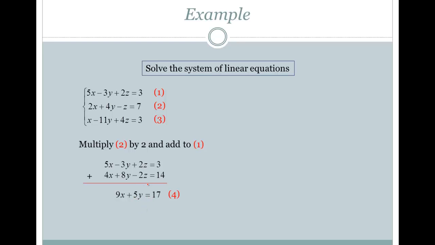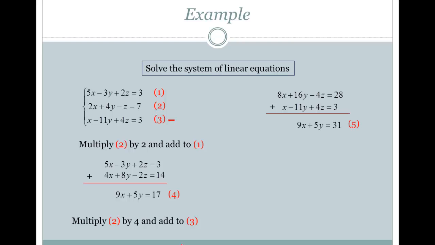Okay. Now, since I've already used 1 and 2, I have to use 3 for sure, and then I can use either equation 1 or equation 2. Here I'm going to multiply equation 2 by 4 and then add it to 3. If I do that, I get 8x plus 16y minus 4z is equal to 28, and then I left 3 alone. If I add them, the z terms are going to go away. I have 9x plus 5y is equal to 31.